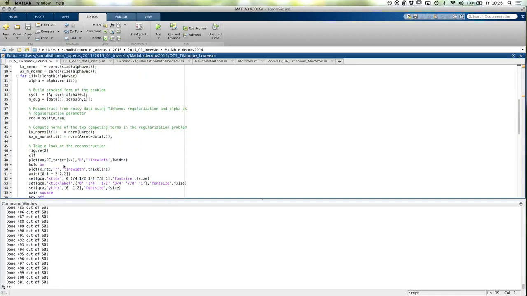So is the point to sort of choose the alpha for which we get the smallest norm on that curve?